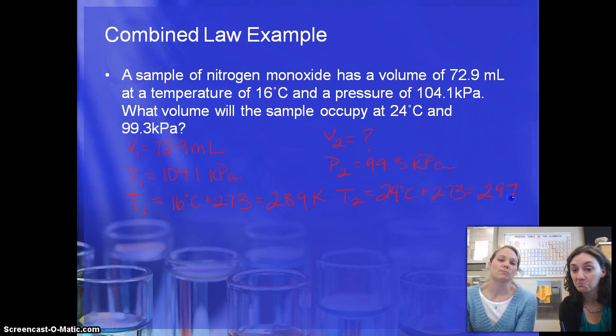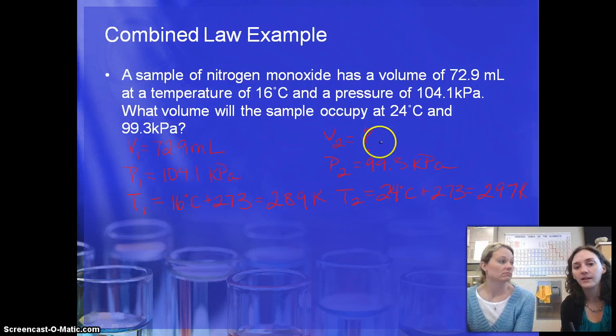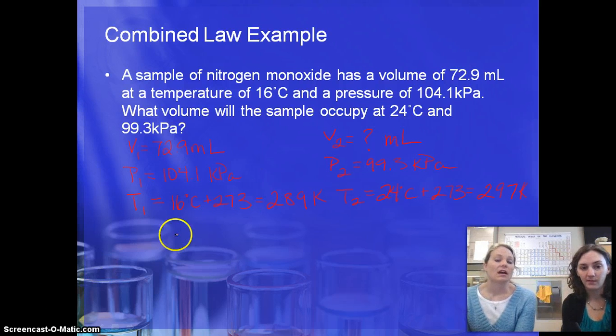The volumes are also the same way. As long as your volumes match, it doesn't really matter what they're in. So we don't need to change this to liters, and we don't need to change that because they match over here. And so our answer for volume will end up being milliliters. Now, if your problem actually asks what is the volume in liters, you would have to actually convert that. So you have to read the problems very carefully and pull out your information.